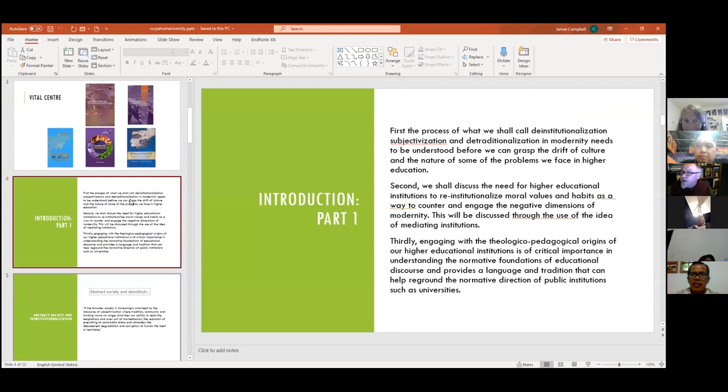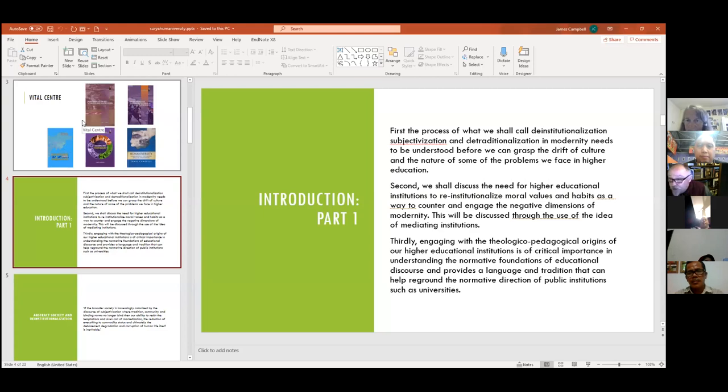The first thing, and I'm going to have to move these pictures of people. The first thing I want to look at is the problems of what we call deinstitutionalization, subjectification and detraditionalization of modernity. And I want to argue, and I'll argue this later, that these things, this deinstitutionalization and detraditionalization, are big problems when we talk about education, and big problems when we're talking about addressing the drift, the cultural, moral, political drift that occurs in society.